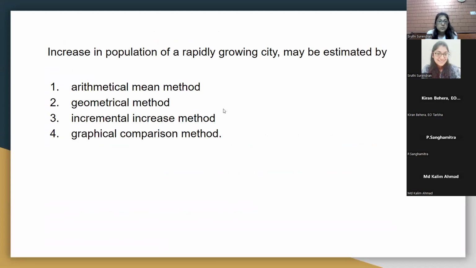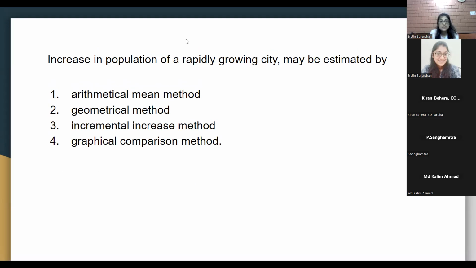Okay, again, next is on population. Increase in population of a rapidly growing city may be estimated by. We had talked about what kinds of city, whether a rapidly growing city, large city, moderately old city, based on the types of cities, one method is there. Which out of this method is good for a rapidly growing city? Kaleem says it's 2.